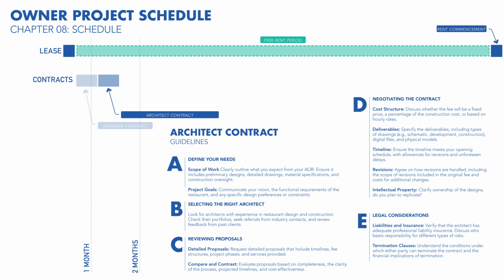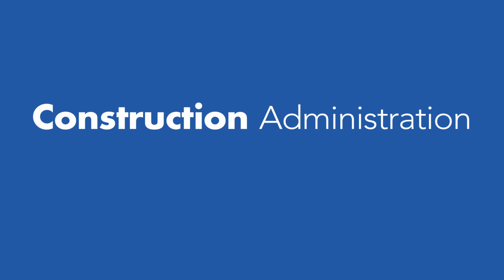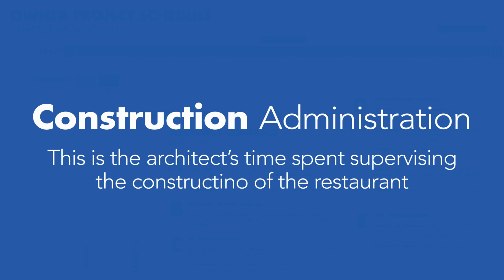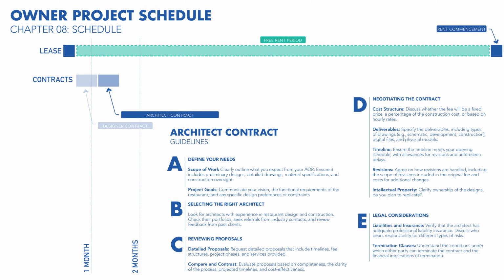Specify the frequency of site visits and reports you expect during construction. This is commonly referred to as construction administration. Establish clear communication channels and protocols for updates, changes, and decisions. Define the process for handling unforeseen issues, including who has decision-making authority and how disputes are resolved.